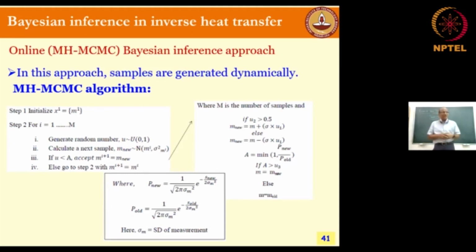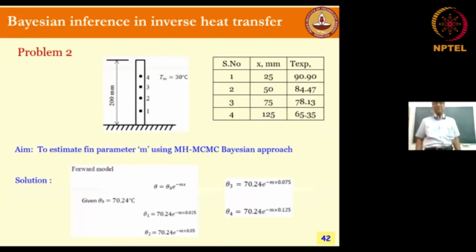What we are saying is, even when you are going to a new sample, if the P of X given Y, the PPDF, is lower than the first sample, you don't reject straight away, you reject with a probability so that you don't get trapped in the local minima. This is the idea of the Metropolis.